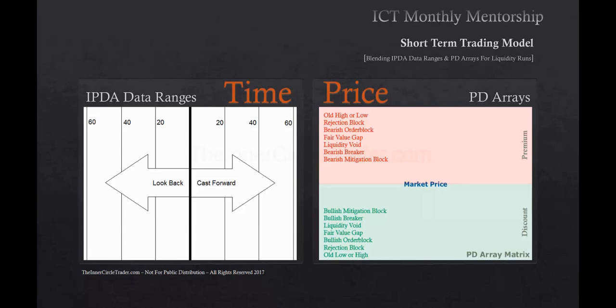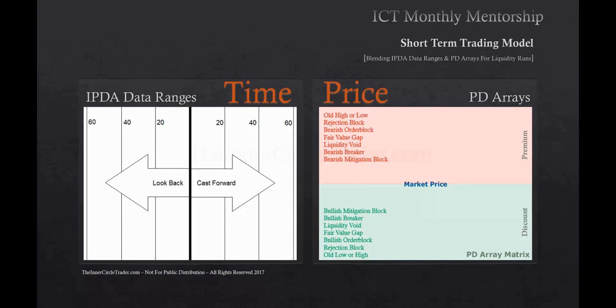The interbank price delivery algorithm will reach back into data arrays between the last 20 days, the last 40 days, and the last 60 days. Which data array they use or refer to is respective to the PD array in reference to price. If price is in a premium market, obviously working with the market price up, we will be looking for a bearish mitigation block, a bearish breaker, liquidity void, a fair value gap, a bearish order block, a rejection block, an old high or an old low.